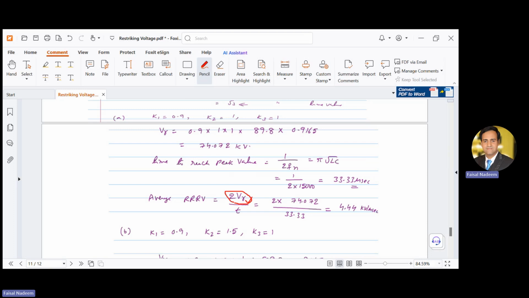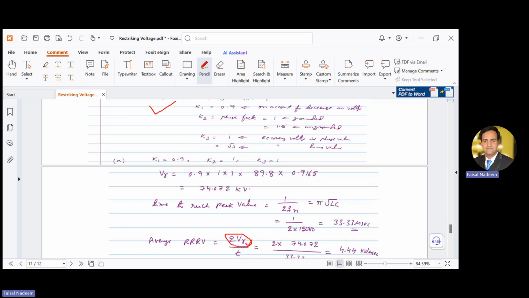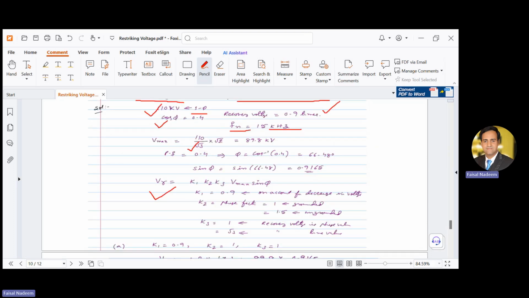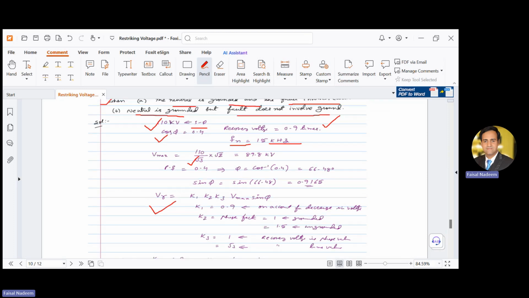So after having the value of VR, we can calculate the average RRRV. Therefore, first we have to calculate VR. To calculate VR, we need sine phi, and to calculate sine phi, we need the angle theta, which we calculated from the power factor. Now we know that K1 is equal to 0.9 on account of decrease in voltage. Due to various factors this voltage decreases, but it is accounted for by K1.